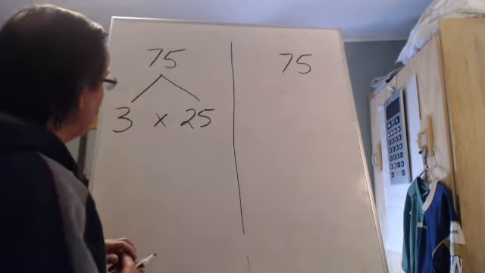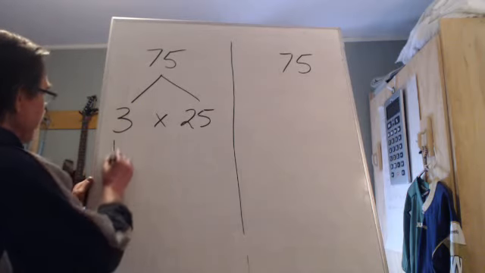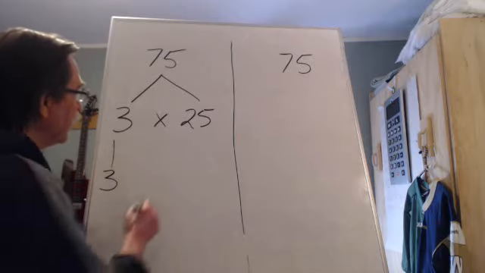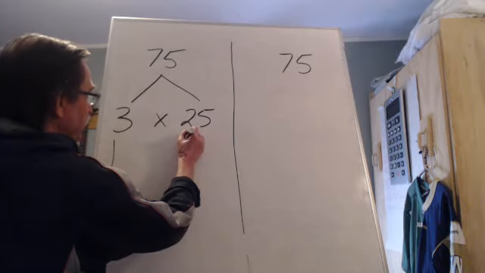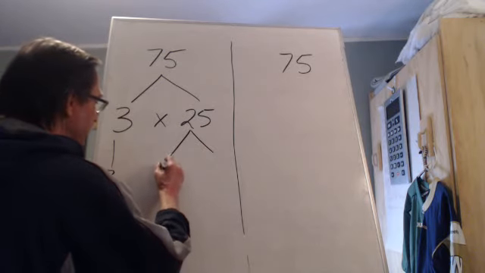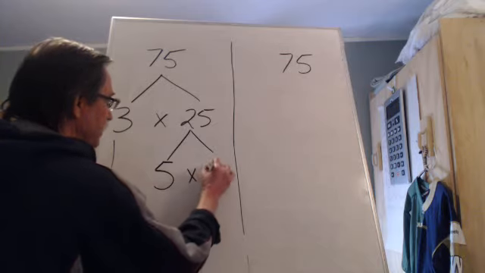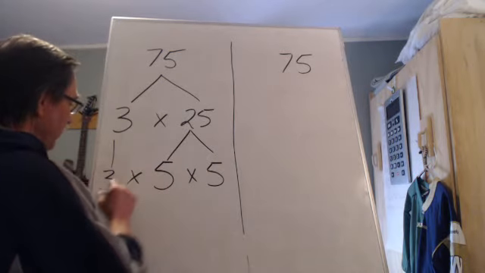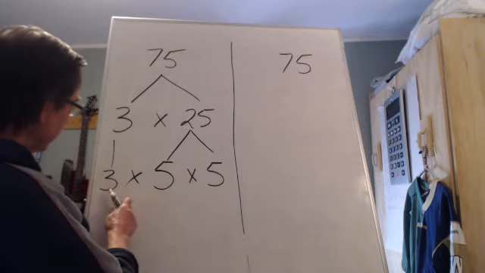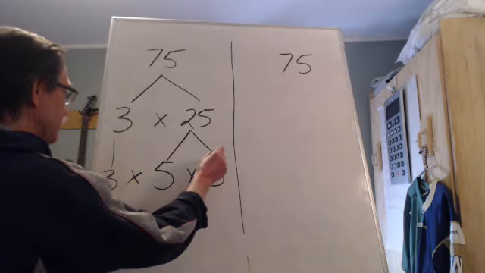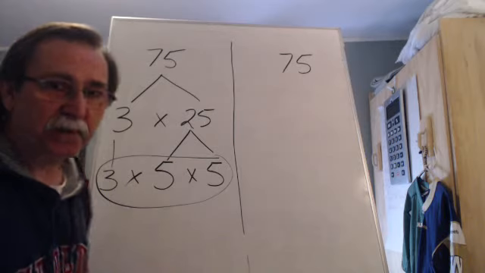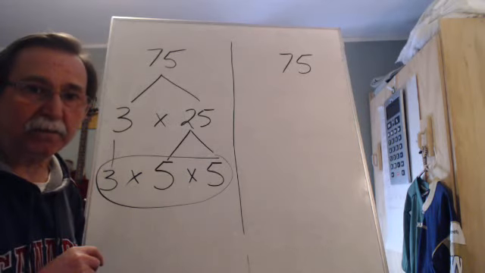So 3 times 25. Well, is there anything we can do? Yes, we can just bring down the 3 because there's nothing else we can do with it. But the 25 breaks up, doesn't it? And that's a 5 times 5. I'll throw that multiplication symbol in there. And so these are all in order. Yep, sounds good. There we go. 3 times 5 times 5 is equal to 75.